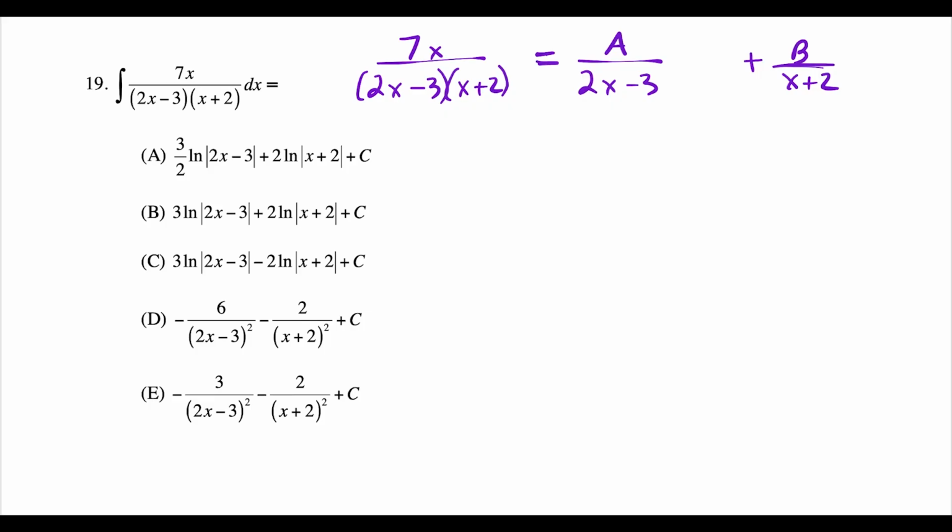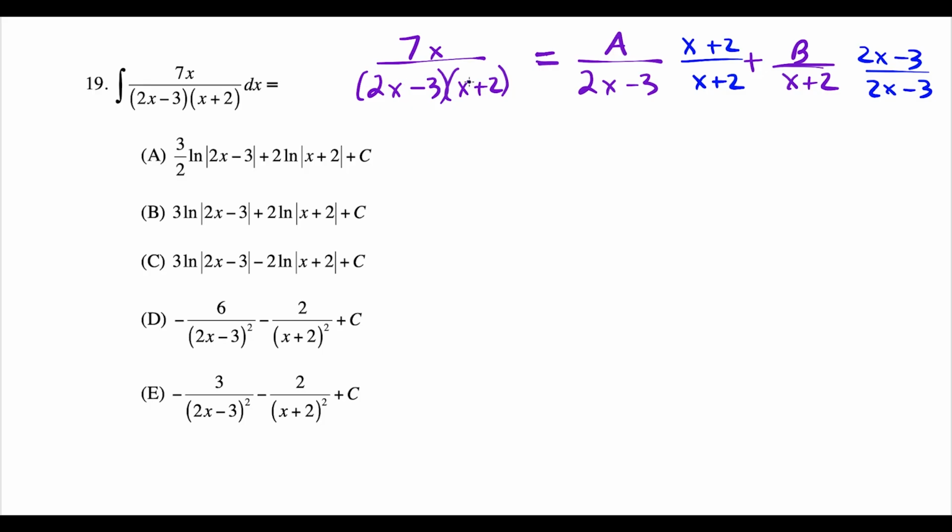So the algebra involved, just know these questions are like 95% algebra. You'd have to multiply this fraction by the missing factor x plus 2 on top and bottom. And then you'd have to multiply the second fraction by the missing factor, which is 2x minus 3. So once you do this, now all three fractions have the same denominator.